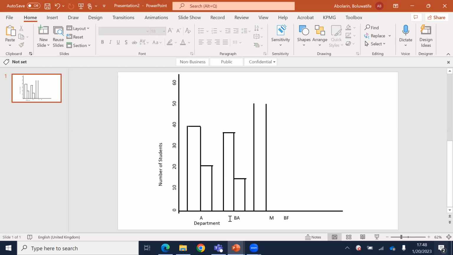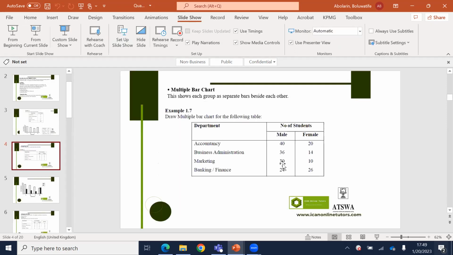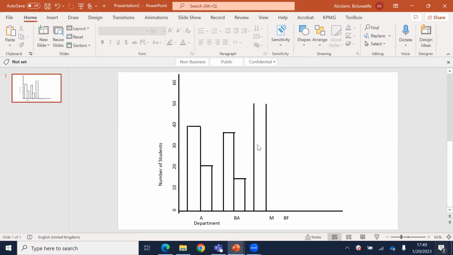So now we have our BA. This is our BA. So you show one is what? 36, and one is what? 14. So for the third one is what? 30, 10. So we are going to structure the last one as 30. This is where 30 is from here. This is where 30 is. So we are going to structure this one to the same length, which is 30.